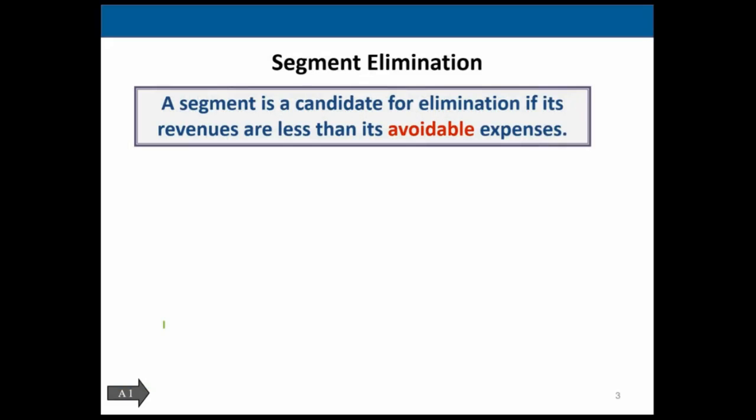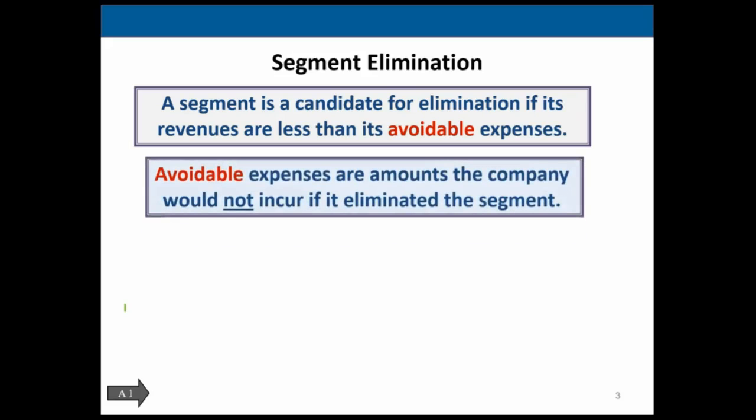So segment elimination. Another type of scenario that we could have, we're going to apply the same similar principles to this type of decision, making the decisions that are relevant on the margin. So a segment is a candidate for elimination if its revenues are less than its avoidable costs. So in this case, we have different divisions. We're going to say that one division, if we look at the allocations that we have, has a loss, and therefore the question is, well, should we continue this division or should we eliminate it because it's not pulling its weight, it's not making money? Avoidable expenses are amounts the company would not incur if they eliminate the segment.